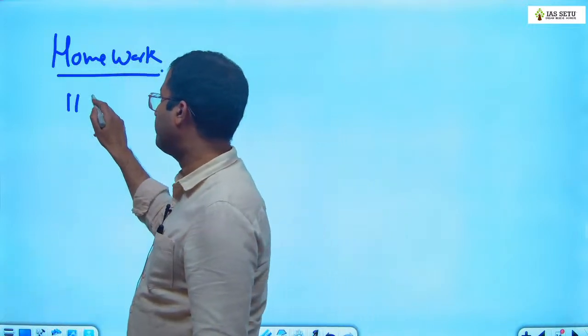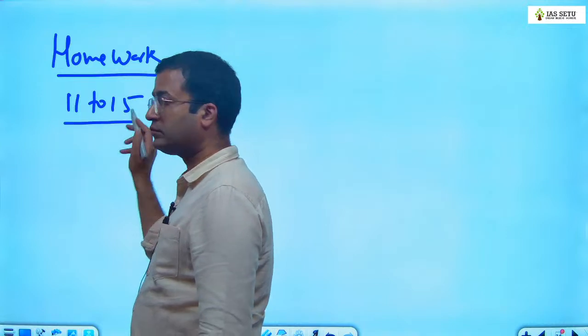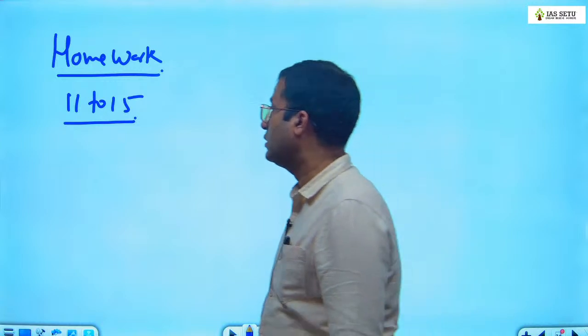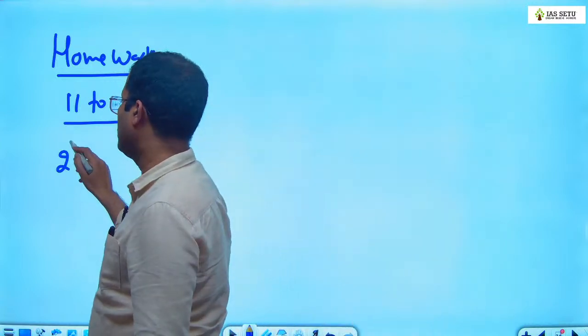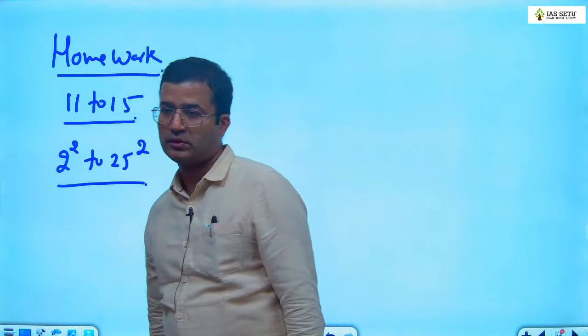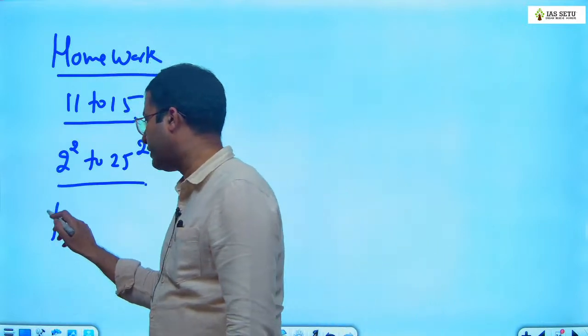Table 11 to 15. 1 to 10 I already told you in the last class. Square. 2 square to 25 square value has to be on your table. Plus prime number table.